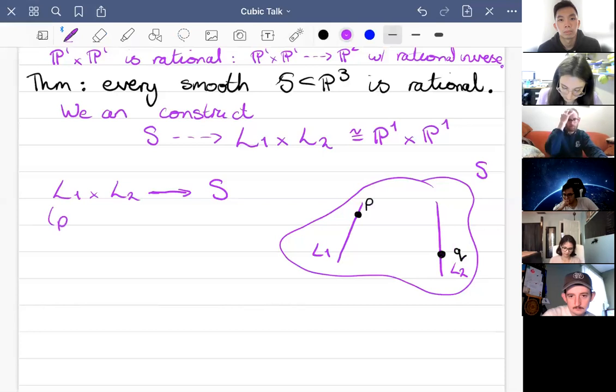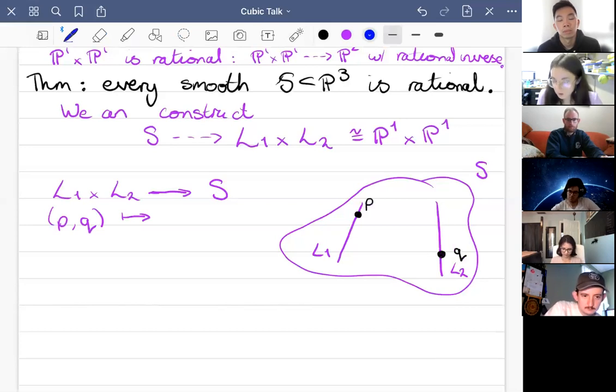So P, Q. And I want to send this to somewhere on S. So one thing that I can do is I have 2 points. 2 points always define a line. So I can just draw, I can take this line. Well, it's a bit squiggly, but this line that runs through these 2 points.